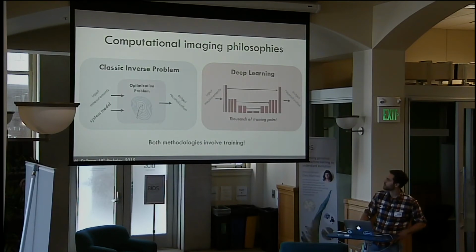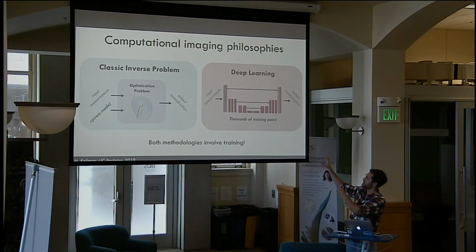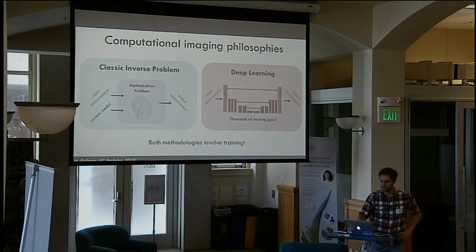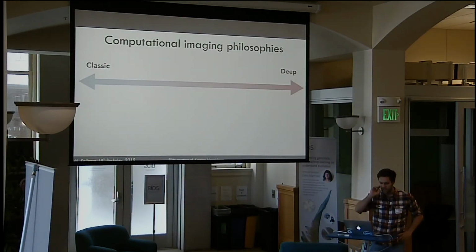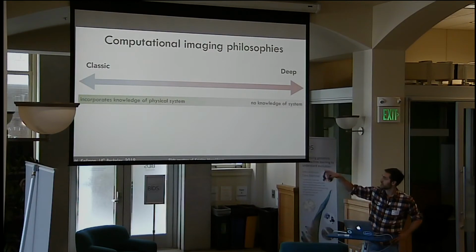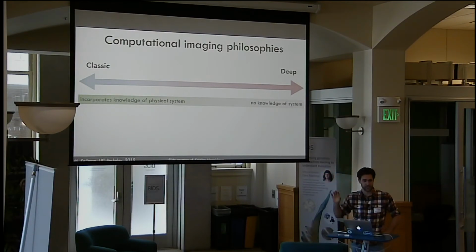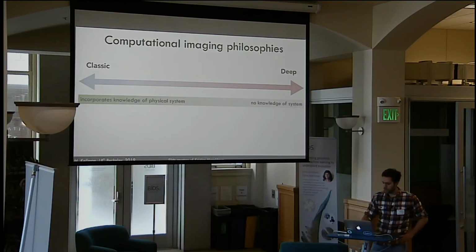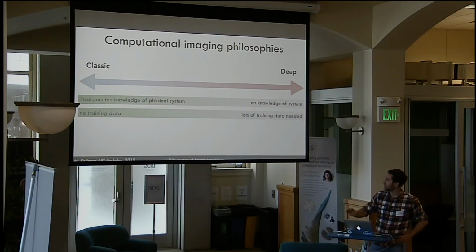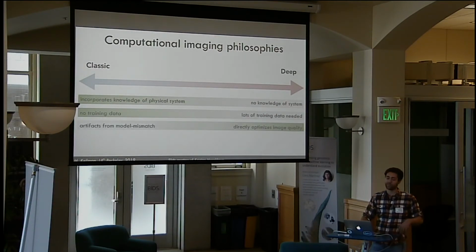So maybe we can combine some of the training aspects of the deep learning process for classical inverse problems. And so I just want to further contrast these methods. On one end, we have classic methods, and on the other end, we have deep methods. Classic methods incorporate physical knowledge of the system, whereas deep do not. Deep methods utilize the training data to get this information, whereas classic methods are completely unsupervised, using only the measurements.